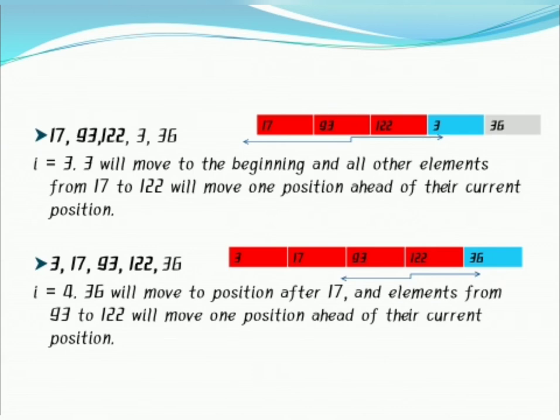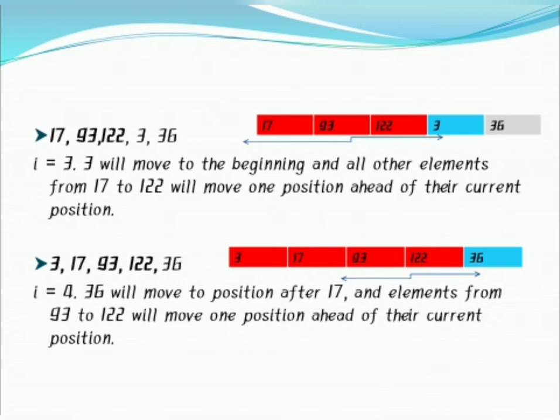When the index number i equals 3, here we have the number 3 at index i equal to 3. 3 is smaller compared to 122. So 122 takes the position of 3, and we will not directly place 3 there. So we will check 3 with all the numbers up to the 0th index. On checking, 3 is smaller when compared from 17 to 122. So all the other elements from 17 to 122 will move one step ahead of their current position. Next, the order is as follows: 3, 17, 93, 122, 36.